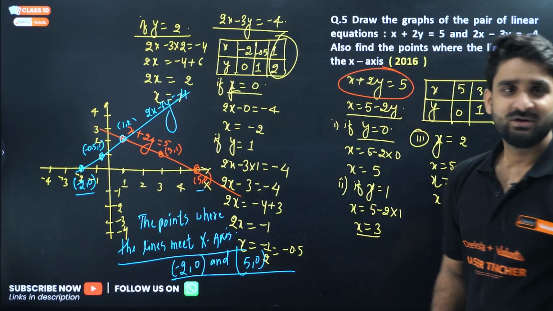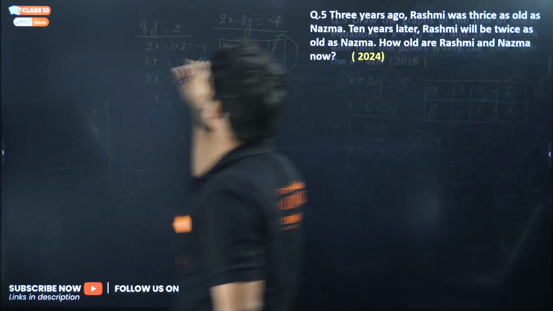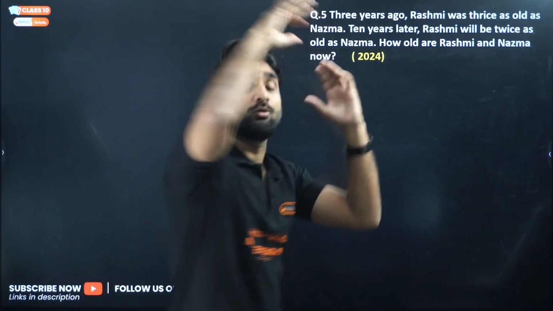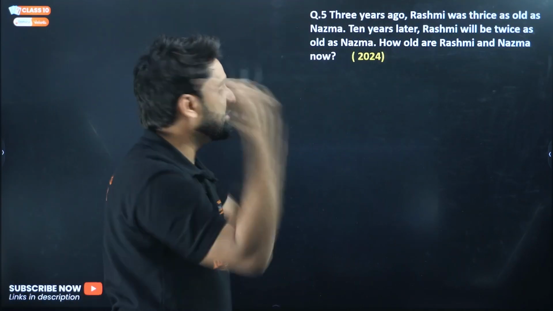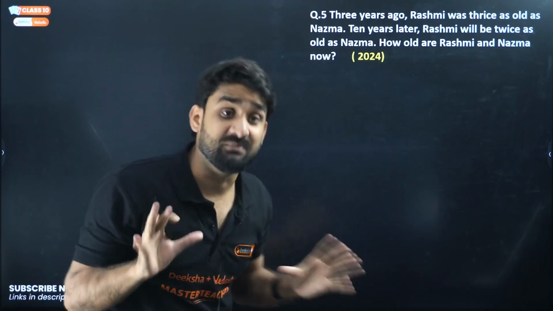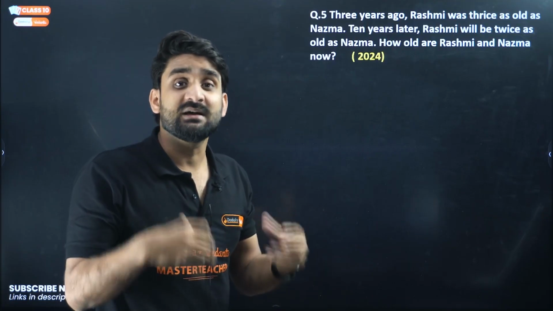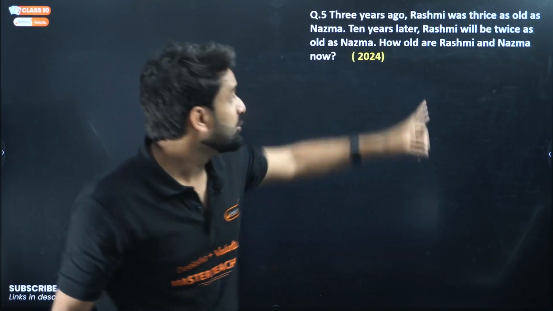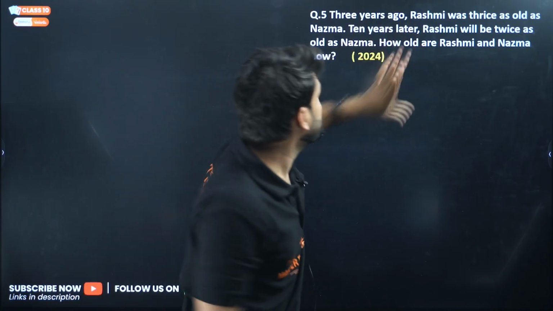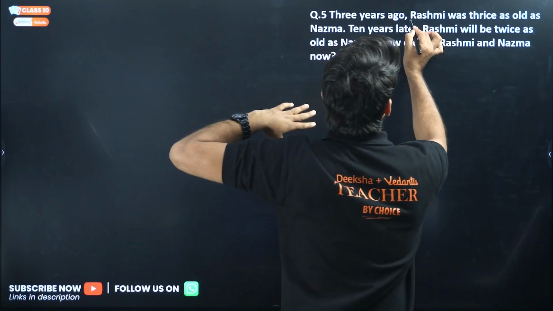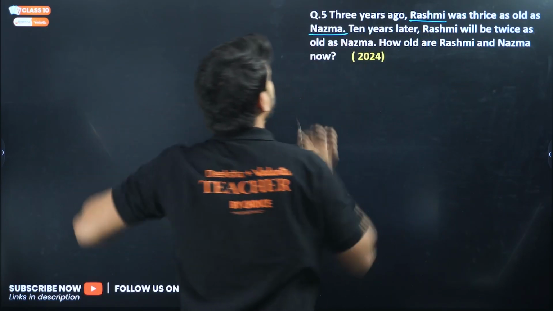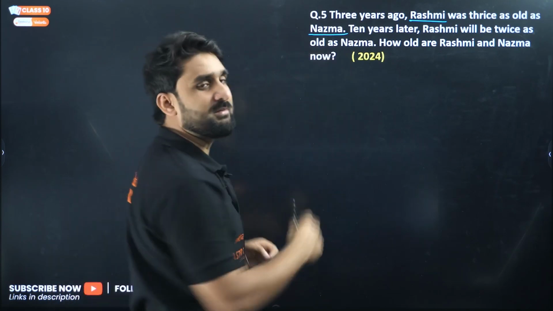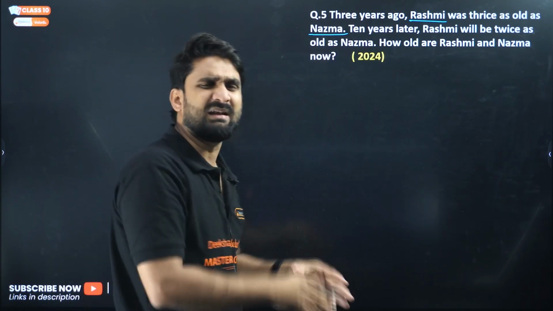Okay, let's move to question number 6. The question number 6 is, 3 years ago... I have already told you earlier, whenever a question of age comes up, please assume the present age first. You have to assume the present age first. So how many people are here? Rashmi and Nazma. 2 persons are here. And there is some information. So you first let the present age first.